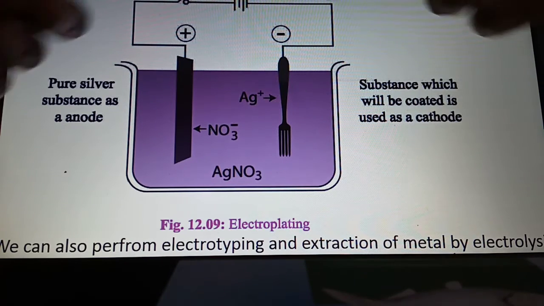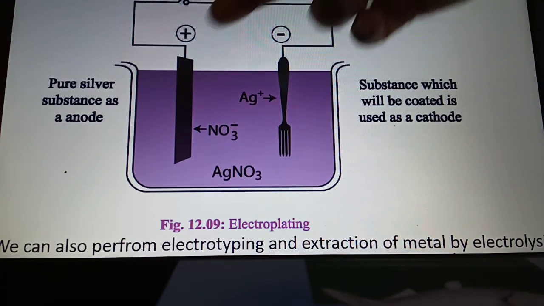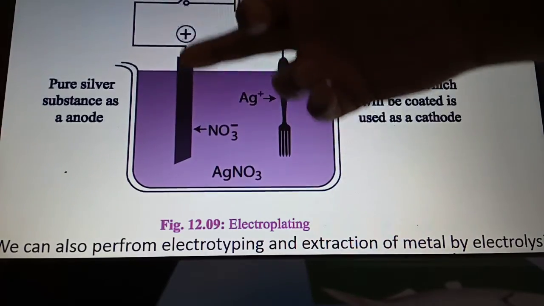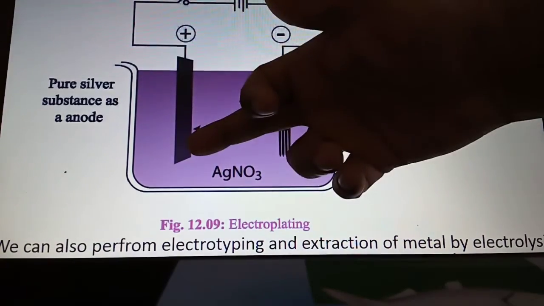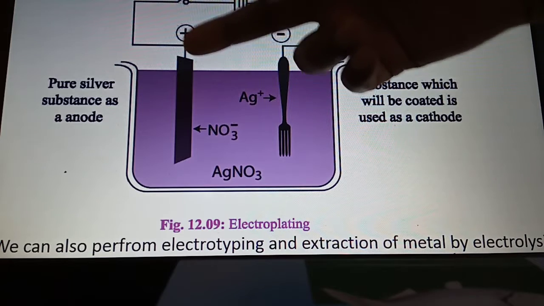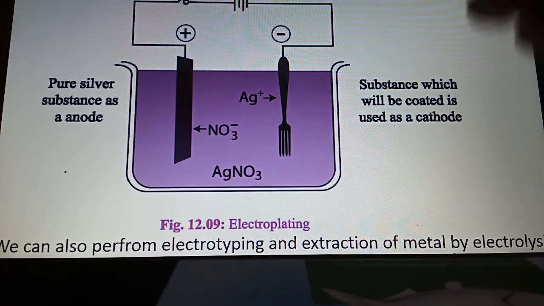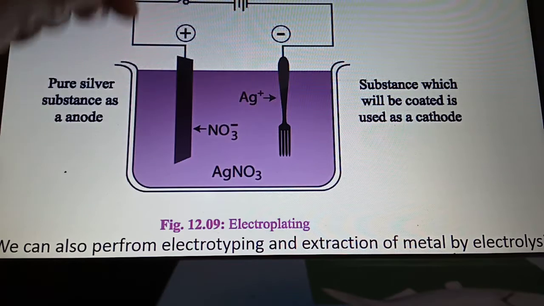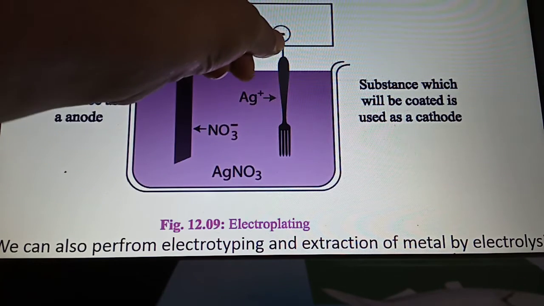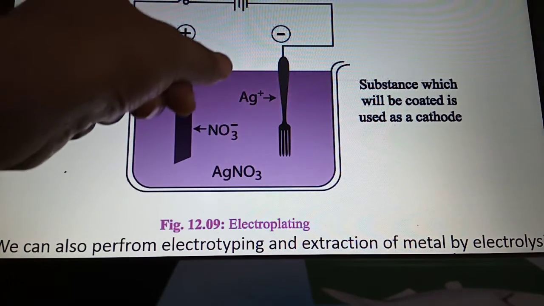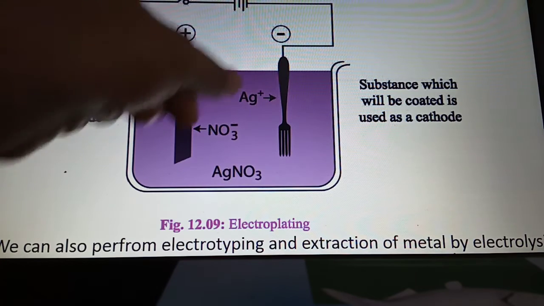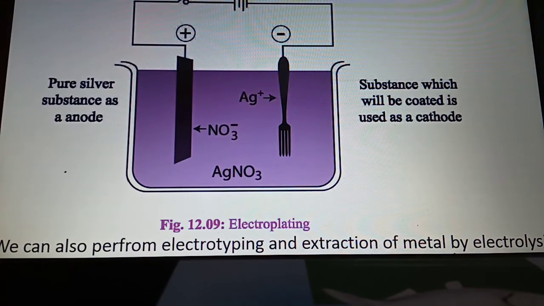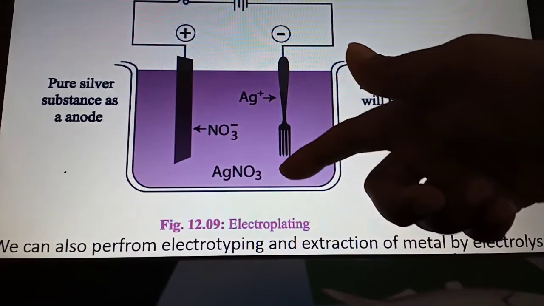Here that is cell, this is cathode, this is anode. The positive plate will be made of that metal whose layer will be deposited on the required spoon or required things. So this one is silver, and that is positive, that is anode, and the spoon on which the silver layer will be deposited is cathode, and the solution should be silver nitrate.